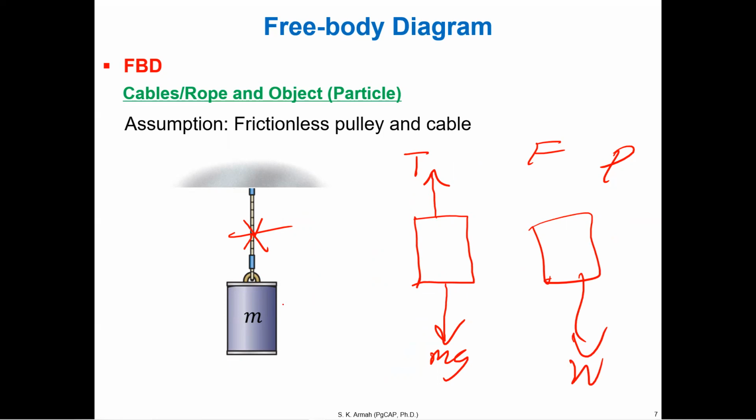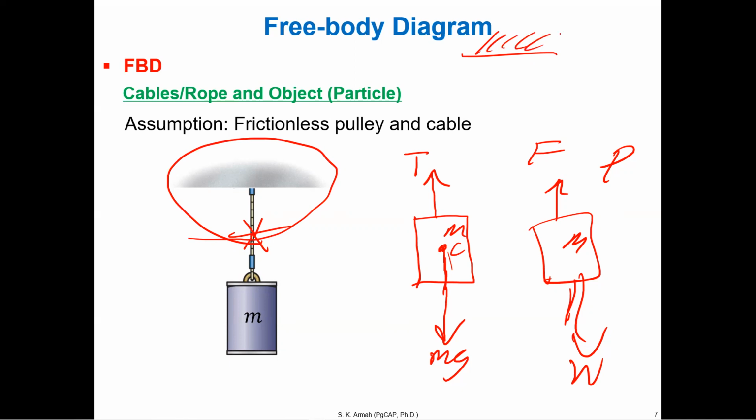Strictly speaking, that object or mass has a center of gravity C somewhere, so the weight is actually going from the center of gravity, but if you just show it here, no problem. Now, we can also draw the free body diagram of the other side, which is the cable and the roof. So the roof is here, and then I can show this T, because it has to be opposite to balance.